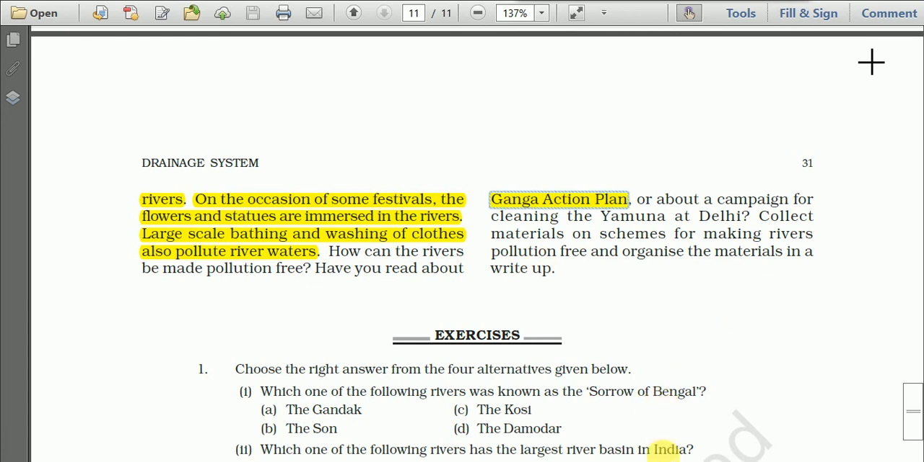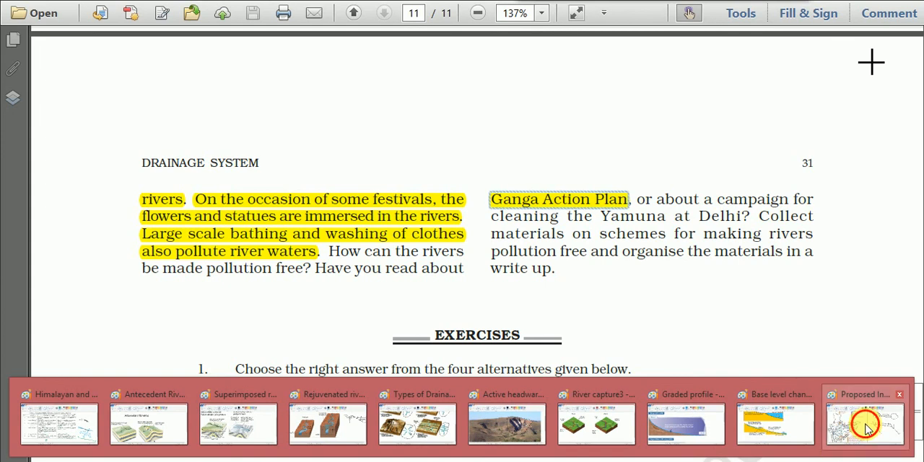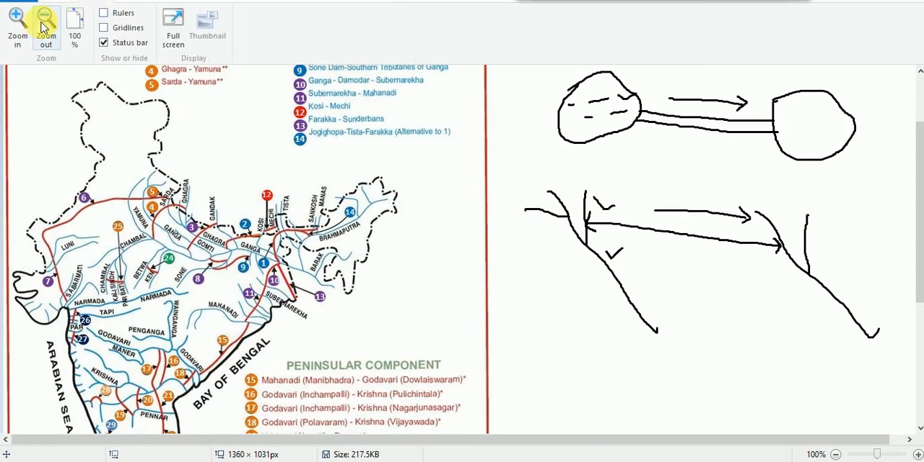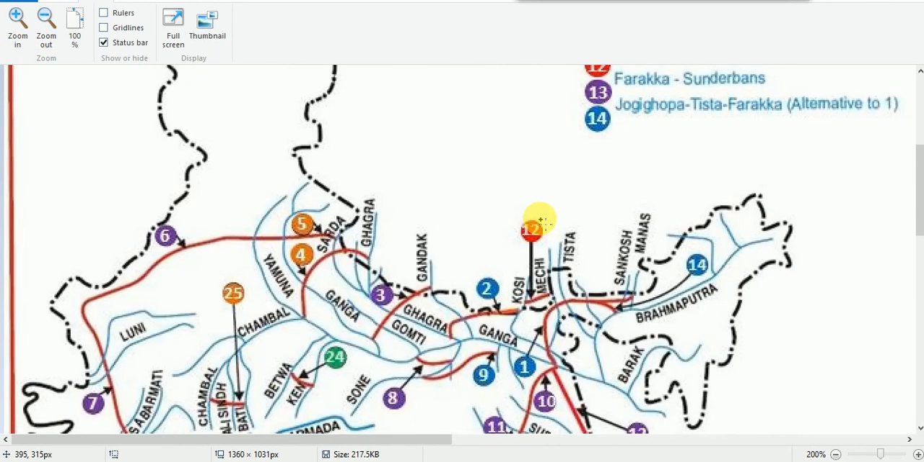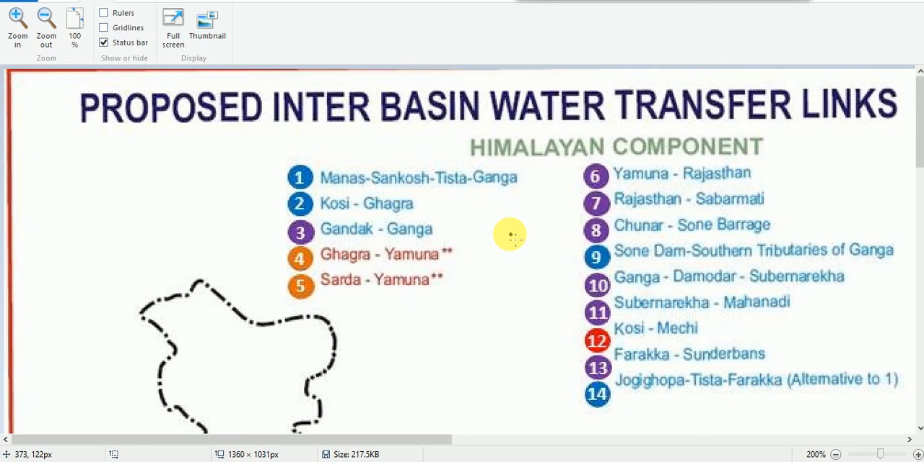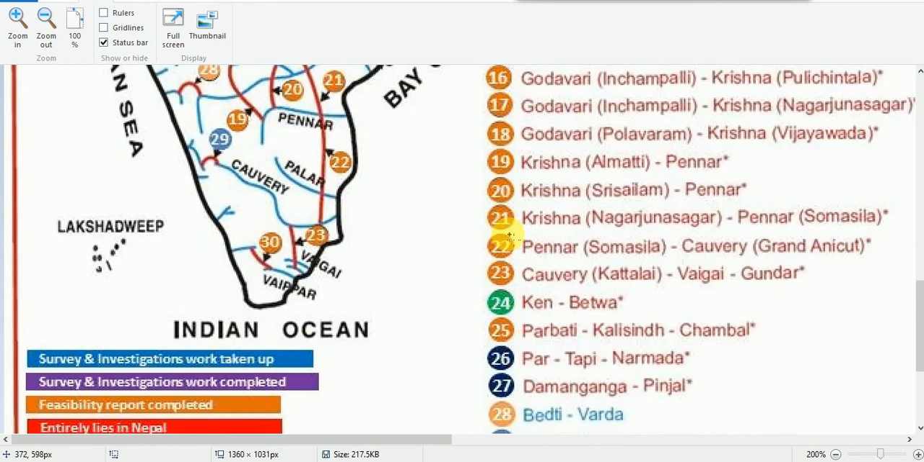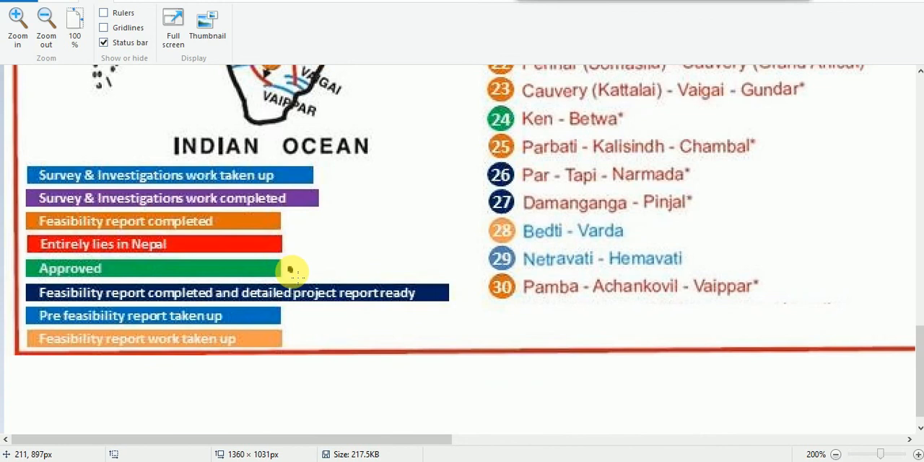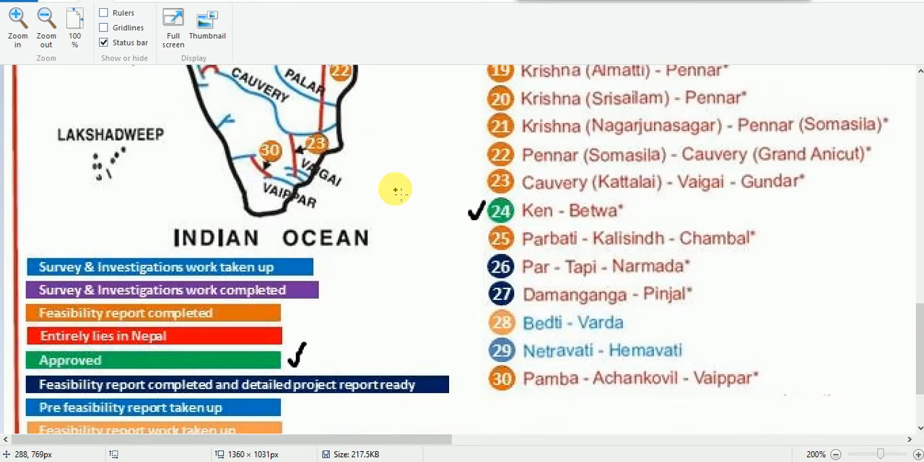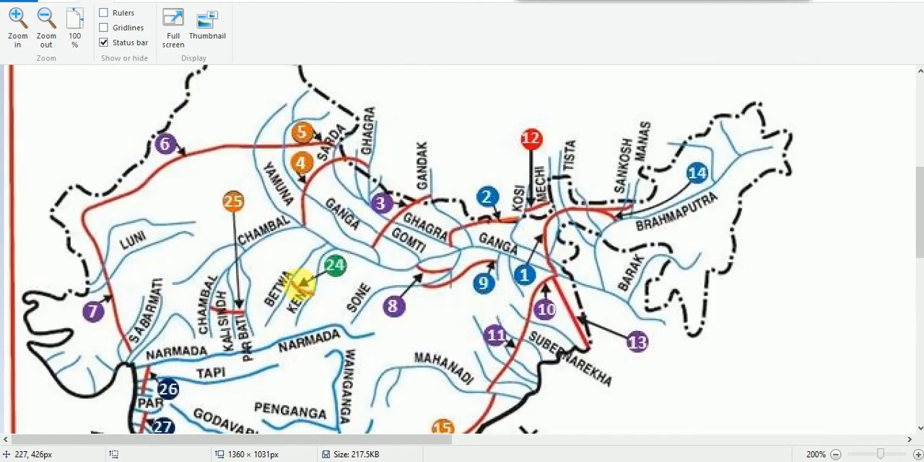And about the basin linkage, we may examine this map. This map shows the proposed interbasin water transfer links, and according to this index, this green color represents approved ones. For example, number 24, Ken Betawa, this is an approved one. Transfer of water between Betawa and the Ken is an example of interbasin linkage. And these are the other proposed ones.